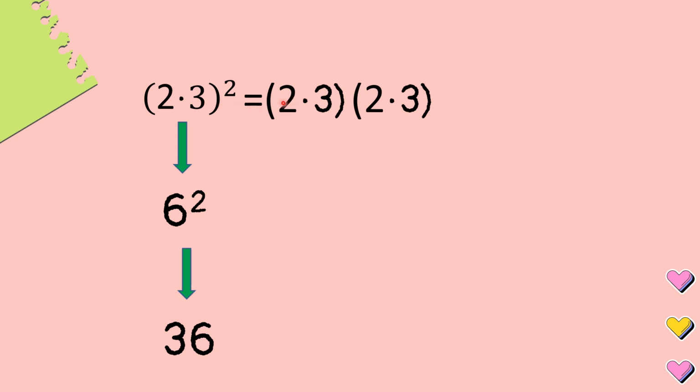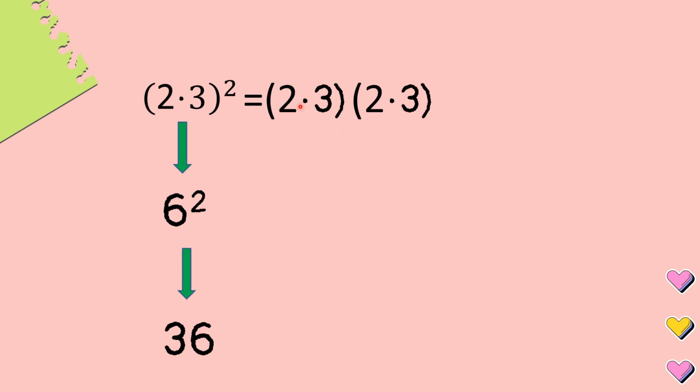Let's take a look at this example. 2 times 3 raised to 2, or the quantity 2 times 3 raised to 2. 2 times 3 is 6, and that is 6 raised to 2. And 6 raised to 2 is 6 times 6, that is equal to 36. By the definition of exponent, 2 times 3 raised to 2 simply means 2 times 3 is multiplied by itself. So 2 times 3 times 2 times 3.